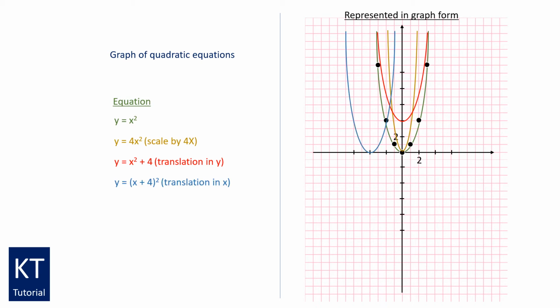Now, what would y equals (x plus 4) squared look like? Well, it would also have the same shape as y equals x squared, but shifted by 4 values to the left.